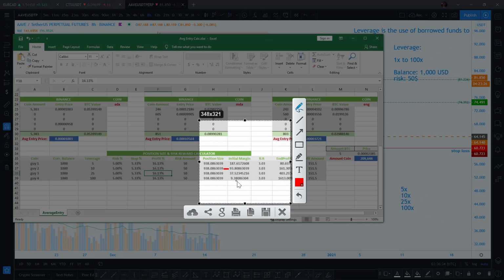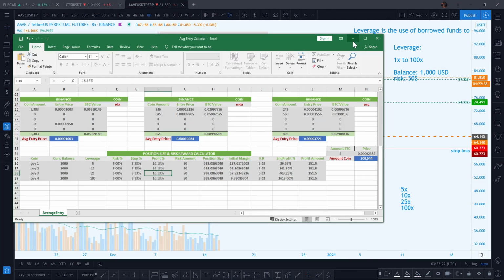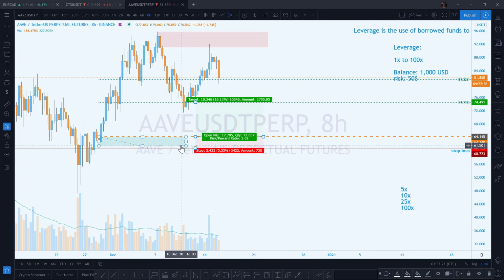What does this mean? This means the guy with the 100x using a margin of $9 will have a tighter liquidation. His liquidation will be very close to the entry price, which means it may even be before the price reaches his stop loss. He may get taken out before his stop loss, and once he gets liquidated, he will lose $9.